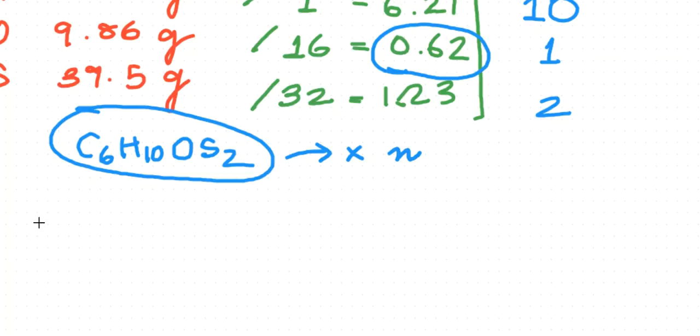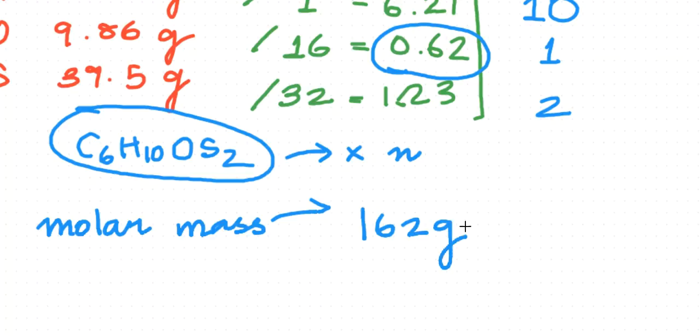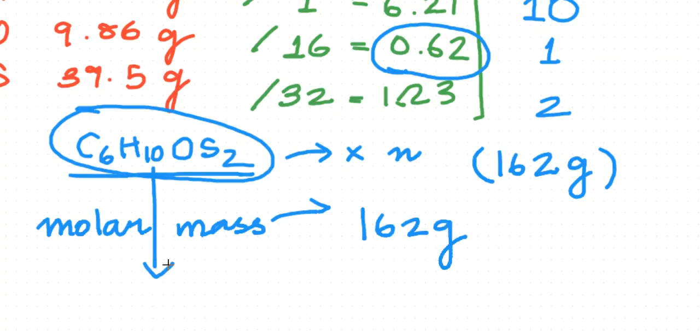Now, what if I said that the molar mass of the compound, suppose the question told you that the molar mass of the compound was 162 grams. You would calculate the empirical formula mass. So you'd add 6 carbons, 10 hydrogens, 1 oxygen, and 2 sulfurs. And if you added all of them, you'd actually find that the empirical formula mass is also 162 grams. Since the molar mass is also 162 grams, the empirical formula is actually the same as the molecular formula, okay?